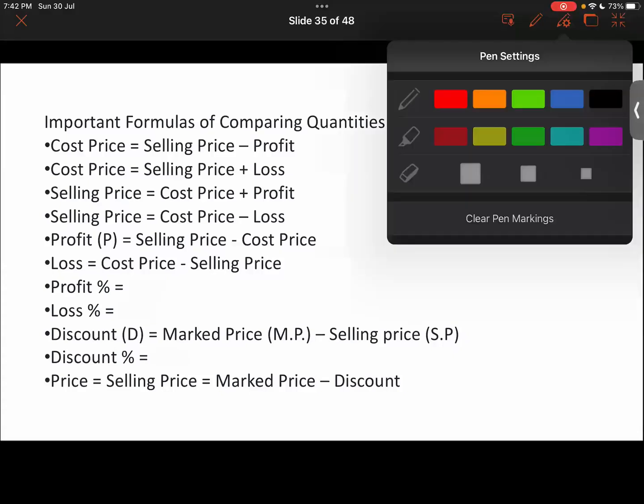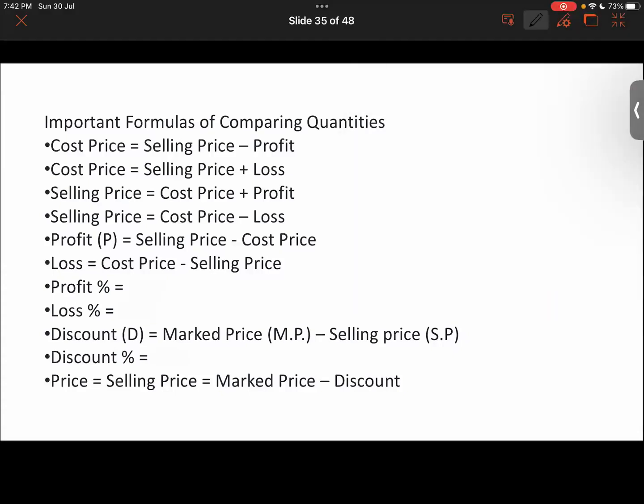Our class and solve so many questions on them as well. Okay, by the way, profit percent is equal to how much? I have left this one blank. Ahmed, do tell me what is the formula to find profit percent?